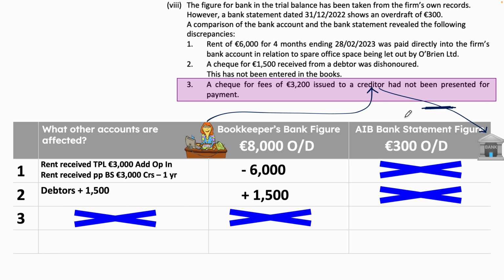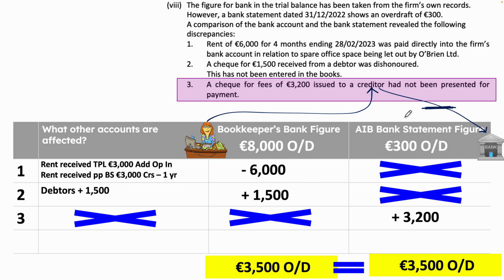But we have to record what would happen to AIB's bank figure if 3,200 was going to come out of it whenever the creditor will lodge the cheque. So the 3,200 cheque being lodged will increase the overdraft by 3,200. So in total then, the bookkeeper's bank figure, 8,000 minus 6,000 plus 1,500 gives us a 3,500 overdraft. And then the AIB bank statement figure will be a 3,500 overdraft as well. So our two bank figures should equal.